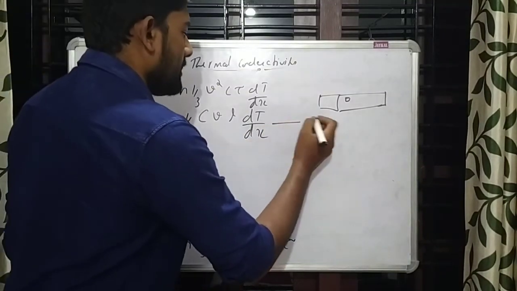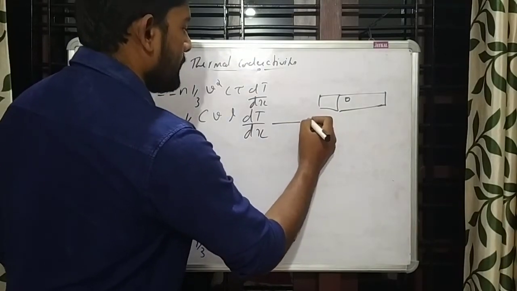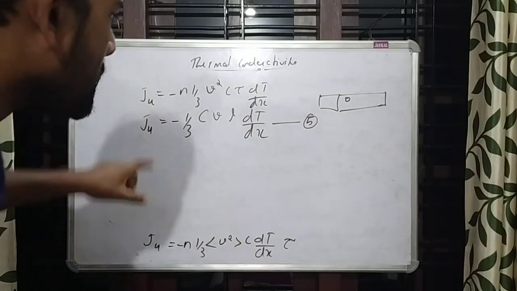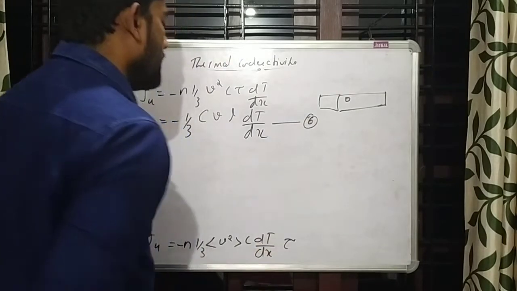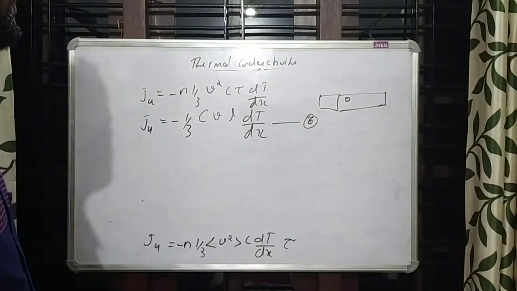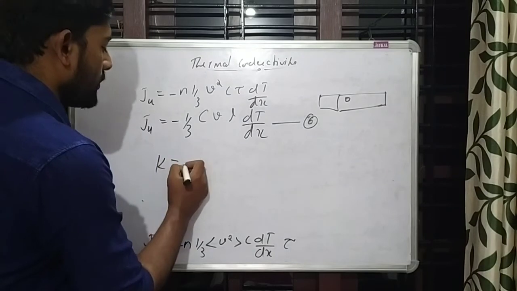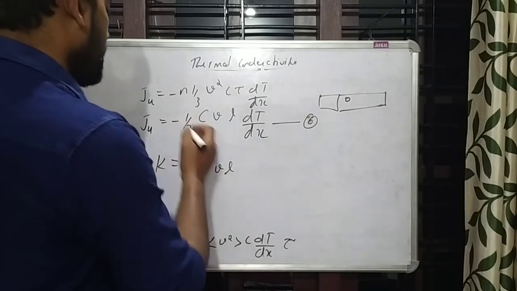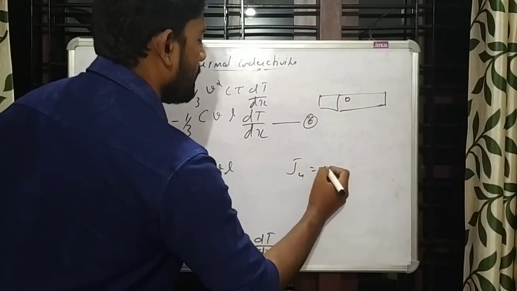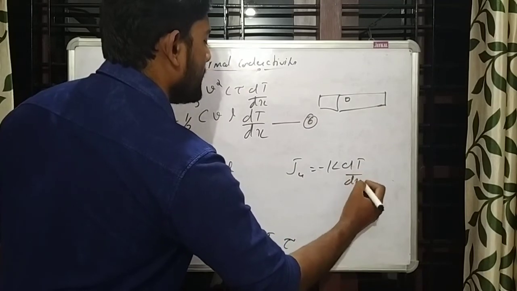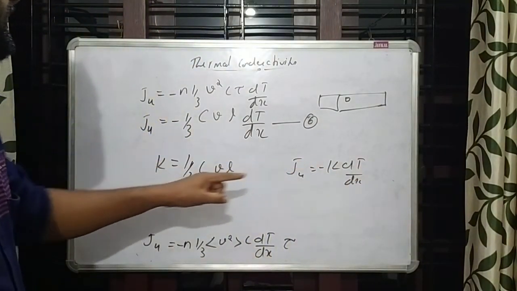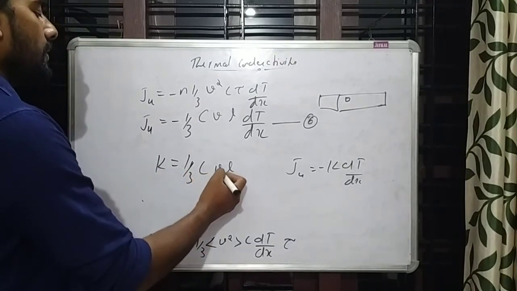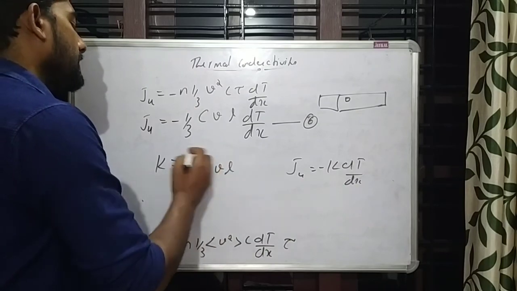This is equation 6. We can compare this equation 6 with equation 1. Equation 1 was Ju is equal to minus k into dT by dx. So we will get k is equal to 1 by 3 C v L, where C is the heat capacity, v is the velocity of the phonon, and L is the length of the rod.